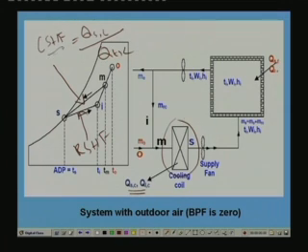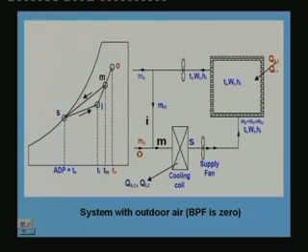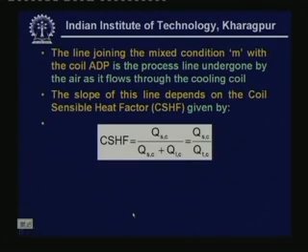Okay, so that will give you the coil sensible heat factor, and then you can find out the slope of this line. The slope of this coil line, let us say that this is theta 1, then tan theta 1 is equal to 1 by 2451, we have seen this, (1 minus CSHF) divided by CSHF. Okay, so this we can find out from the coil loads. So, you can find out the slope of this line. Okay, so that is what is given here.